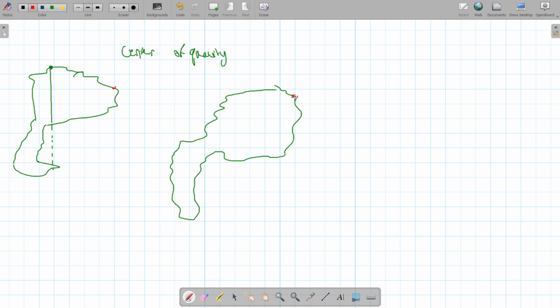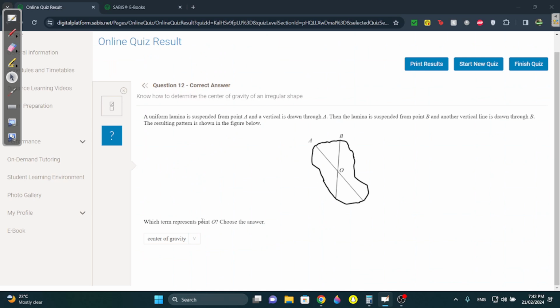From the right again, I draw a line. This line over here was the green line, right? The center of gravity will always be the intersection of the two lines. That's why O here will be the center of gravity.